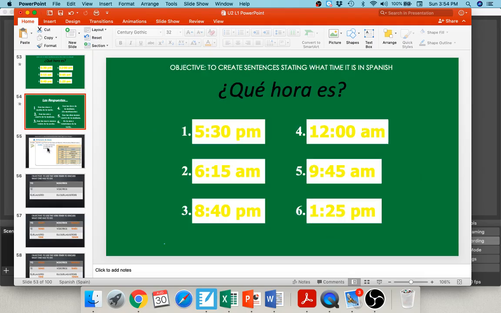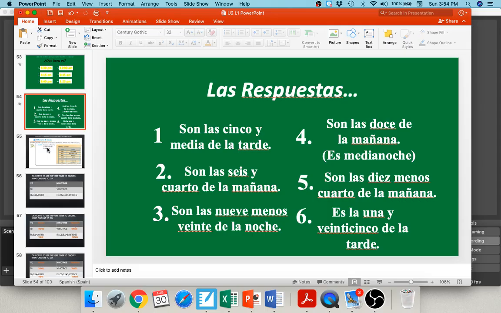Okay, just a few more of these here. Number 4 gives us 12 o'clock a.m. So we know in this case that it's midnight. You could say son las 12 de la mañana. It's 12 o'clock in the morning, son las 12 de la mañana. Or you could say es medianoche. A native speaker in Spanish is probably going to be much more inclined to say es medianoche when referring to the time.